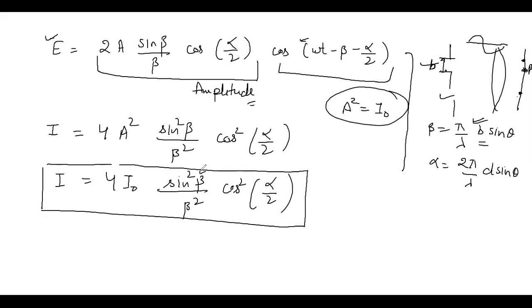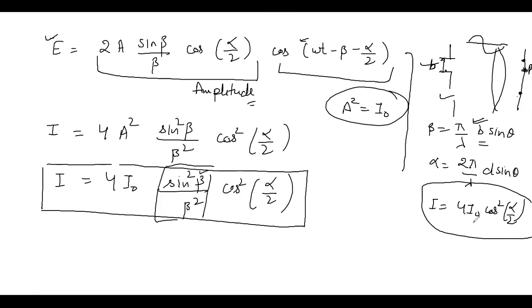And if your beta goes to 0, your sin beta would tend to beta. And ये वाला जो portion है, that would become equal to 1. And your resultant intensity would be 4 times I naught cos square alpha by 2. ये वाला जो expression है, this is similar to your Young's double slit expression. Young's के double slit expression में आपका resultant intensity distribution comes in this form. Because of the finiteness of these slits, you have this additional expression now.